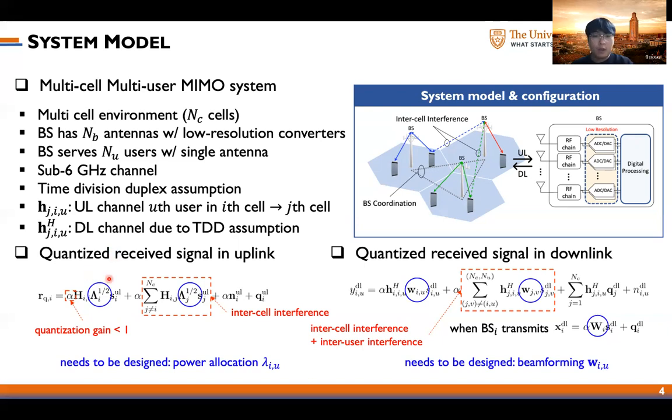In the uplink model, we have dedicated user in the ith cell, interference from other cells, thermal noise, and quantization noise. In the downlink model, each user receives the desired path, intercell interference, as well as inter-user interference, quantization noise, and thermal noise. Here, we have two main problems. One is the quantization gain alpha, which is typically smaller than 1, and strong interference here and here.